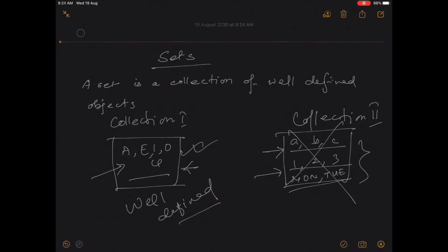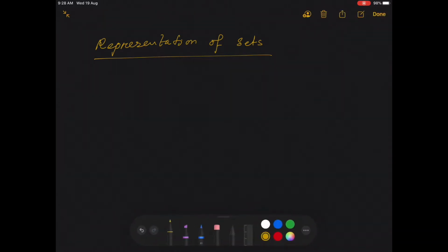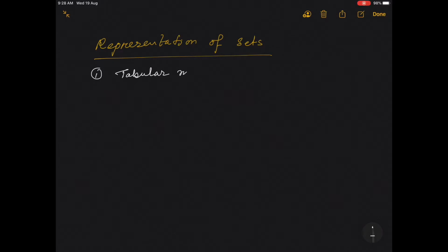Now, representation of a set. So how to represent a set? There are two methods to represent a set. Let me tell you the two methods. The first one is the tabular method, or you can say the roster method.